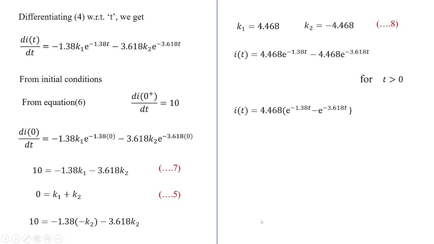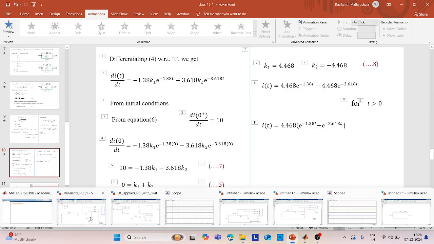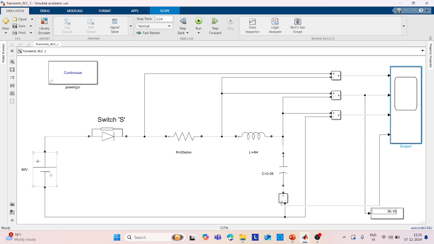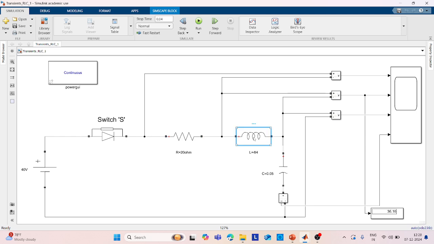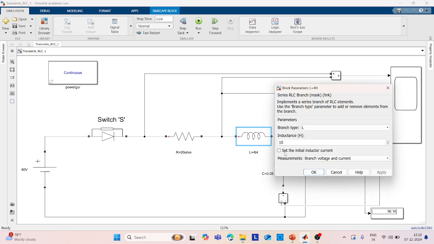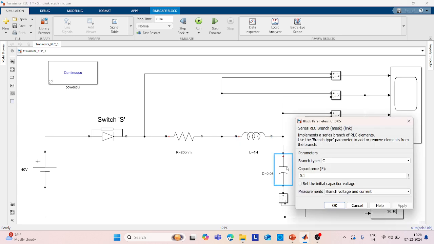Now let us go with the MATLAB approach. For going for the MATLAB approach, let us go with the circuit. Here you can see 40 volts is selected. Okay, switch is connected and resistance is taken as 20. Okay, inductor value is taken as 10, or you can take here 4 like this. So inductor value is changed to 4. Capacitor value also you can check. It should be 0.05. So I have selected the values.